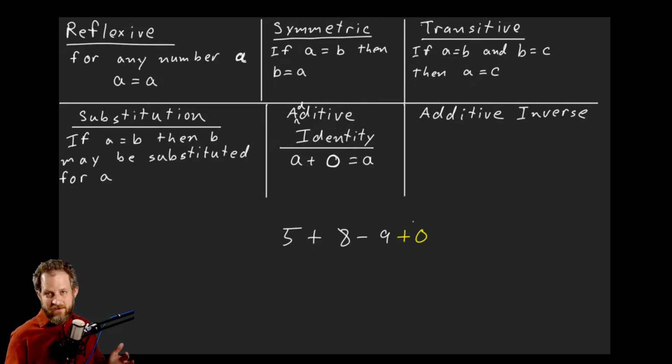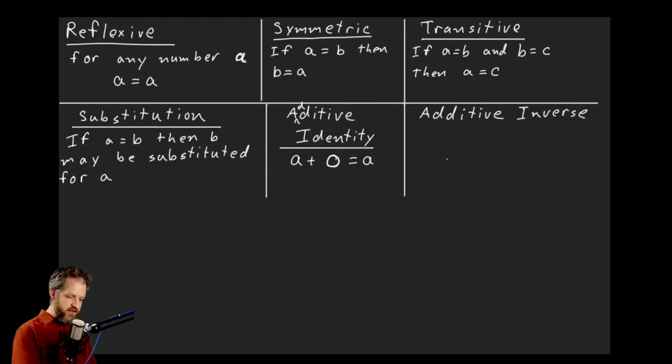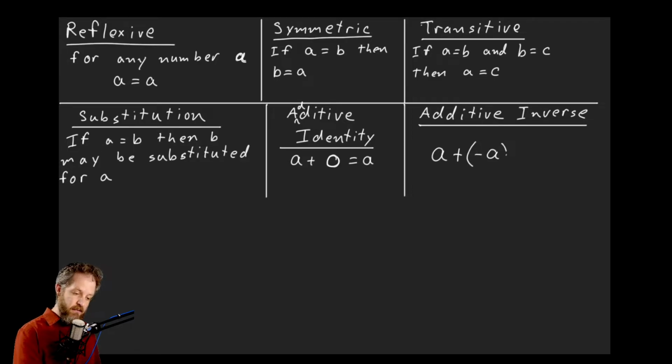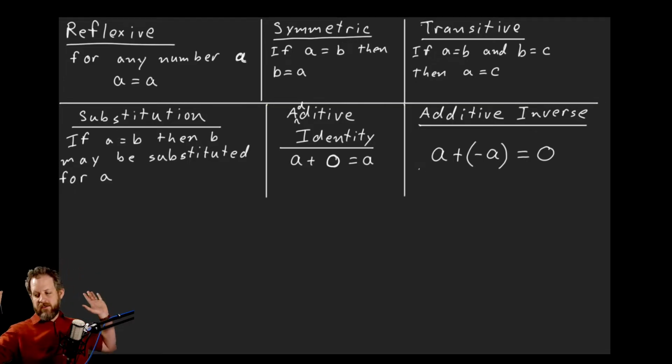So for the additive inverse, I need to figure out what number I can add to something to turn it into 0. Well, you can add its opposite, its sign opposite. So the way we write the additive inverse is A plus the opposite of A, or negative A. Both of those ways of saying that would be correct. So that equals 0. The identity keeps it the same. The inverse cancels it out, makes it poof away, right?